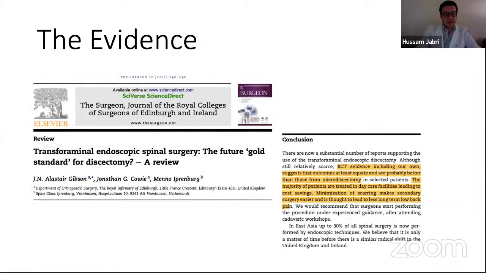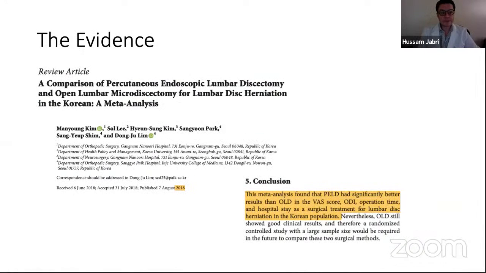And the article of the Surgeon, Journal of the Royal College of Surgeons of Edinburgh and Ireland, published in 2012 with the title Transforaminal Endoscopic Spine Surgery, the future gold standard for discectomy, a review. Their conclusion: RCT evidence, including our own, suggests that outcomes at least equate and probably are better than those for microdiscectomy. The majority of patients are treated in daycare facilities, leading to cost saving, minimization of scarring, making secondary surgery easier, and is thought to lead to less long-term low back pain.